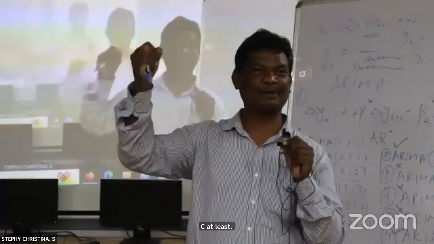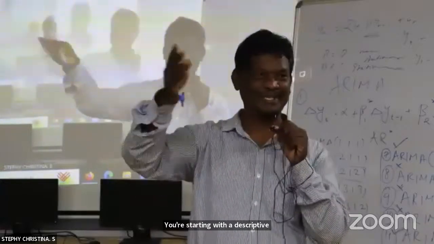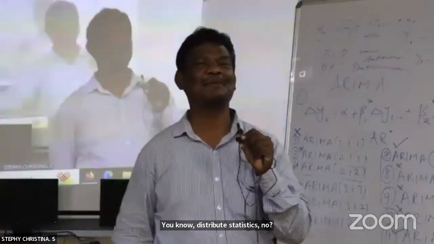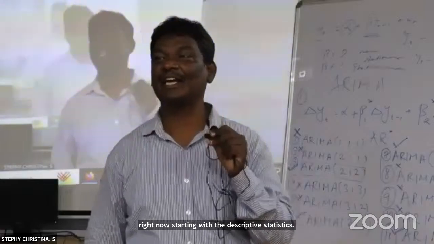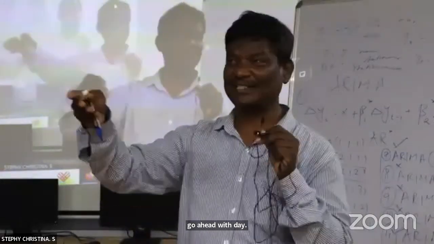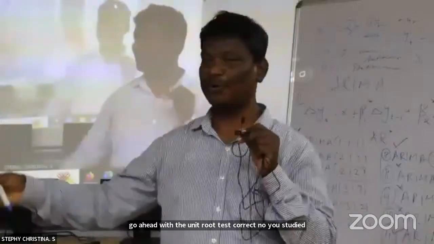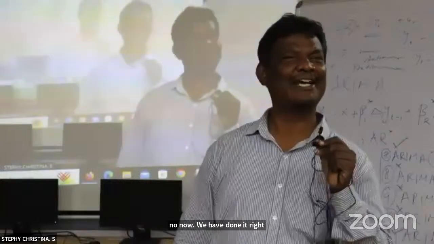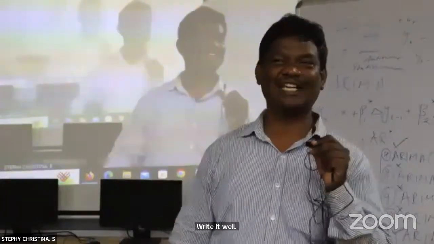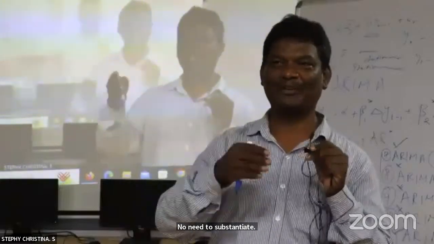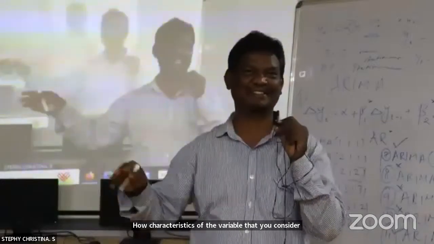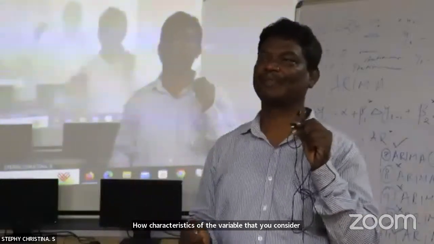You start with descriptive statistics, right? Now starting with the descriptive statistics, go ahead with the unit root test. Correct? You studied it now. We have done it, right? Unit root test followed by fitting the ARIMA. Write it well. No need to substantiate. There are descriptives, right? The characteristics of the variable that you considered. Then go for applying these econometric techniques. Published. Understand, no?